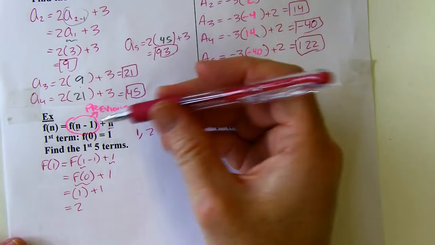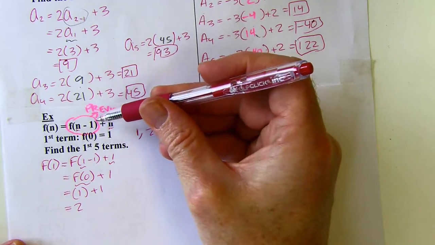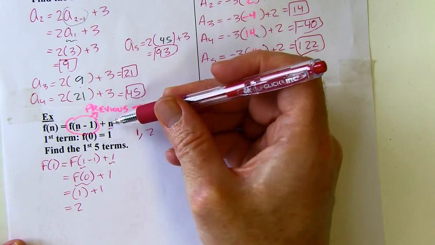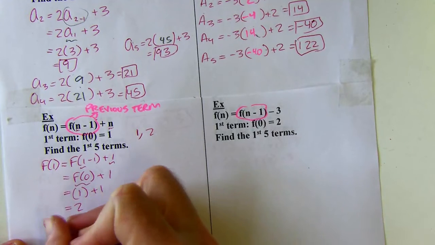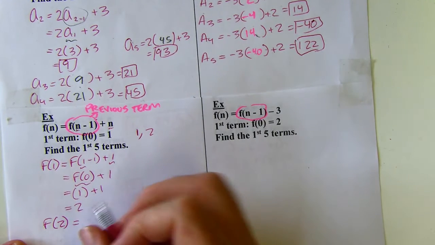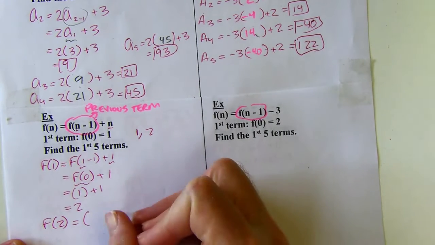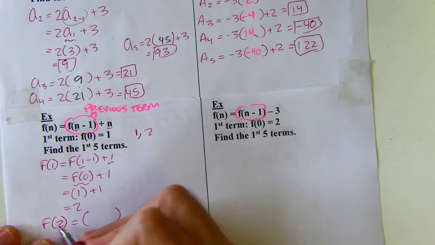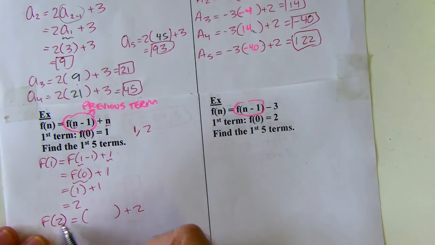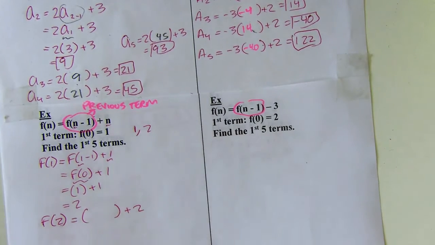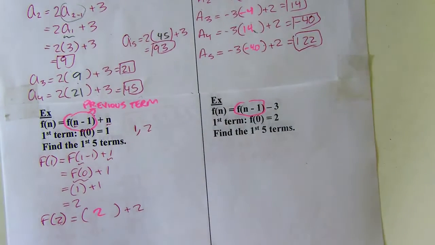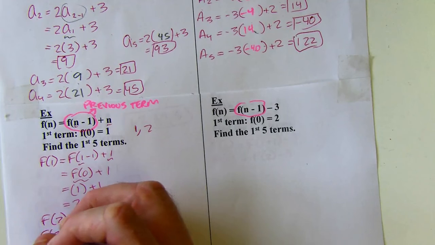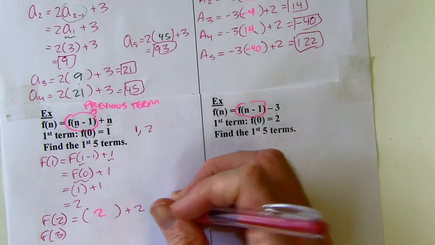But just as a little shortcut, that's always going to be the previous term. So I've got the previous term plus whatever n is. So I'm going to take the previous term here, and this time it's going to be plus 2 because I've got 2 as my n, right? My previous term was 2, so that comes out to 4.